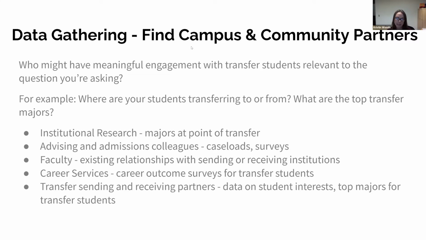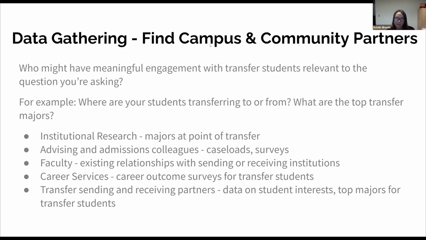All right, so we've started with asking the right questions, identifying myths we want to address. The next step really is finding campus and community partners. As I referenced in that last example, once you've identified the questions you want to answer or the myths you want to bust, your next step is to identify who on campus or in the community might have qualitative or quantitative data to address those questions. For example, if you're interested in learning more about where your students are transferring from or transferring to, and what their top areas of academic interest are, a few partners you might consider are listed here on this slide.